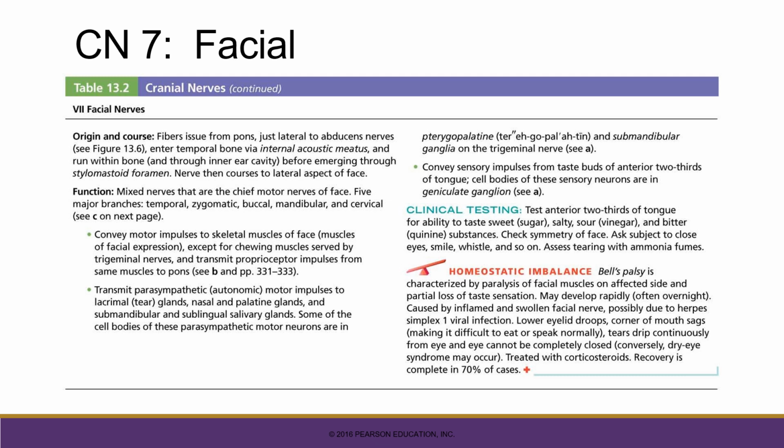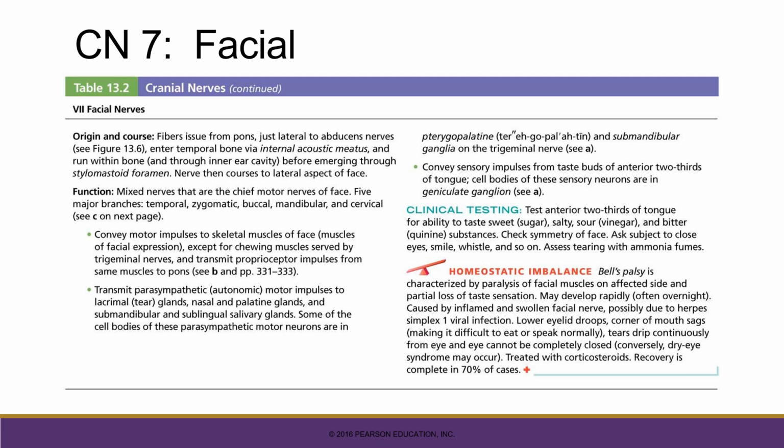Salty and sour and bitter is more associated with 9, so don't associate that just because this one resource says it. You want to get that test question right, you answer 9 for bitter. Check symmetry of their face. Ask them to close their eyes, smile, whistle, and so on. Assess tearing with ammonia fumes. Don't do that. People think we're weird enough as chiropractors. We don't need to be assessing tearing with ammonia fumes. You can ask them if one side doesn't tear or not.